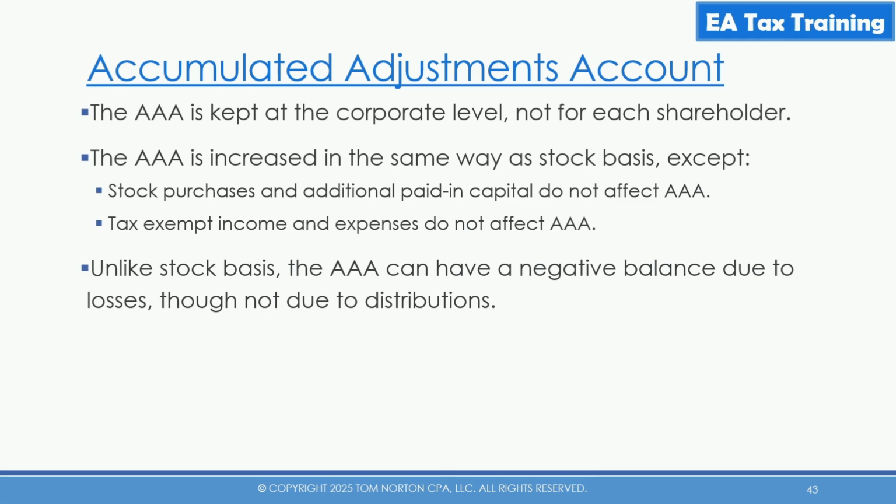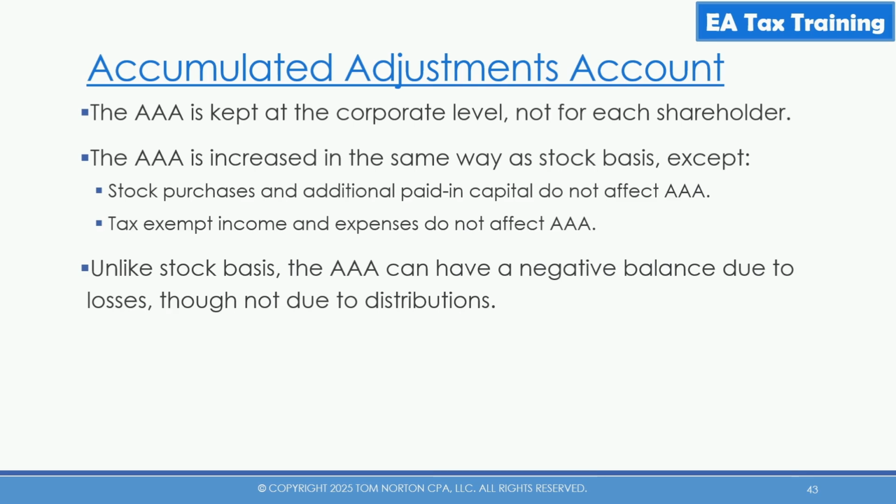because what we are trying to track is the amount of undistributed S corporation earnings. So that is done at the corporate level. And AAA is increased the same way stock basis is, except that stock purchases and additional paid-in capital do not affect AAA. AAA is tracking the earnings of the S corporation. So contributions of capital are not earnings, so they do not affect AAA.